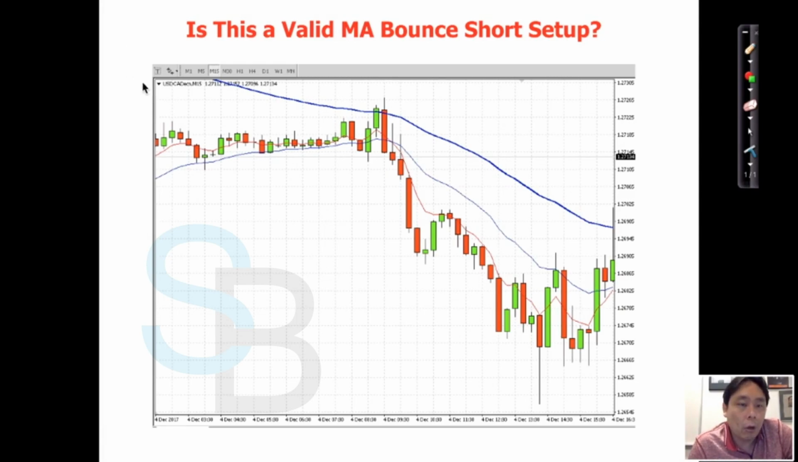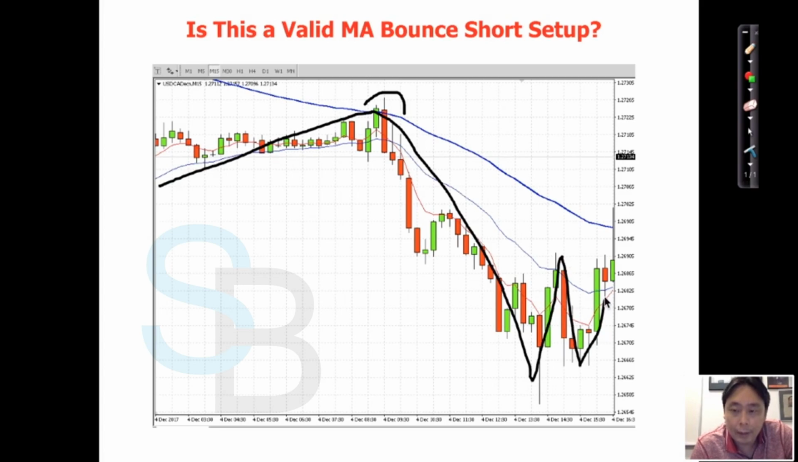Again, this is on dollar Canadian, and you can see that the price went up, tested the 50 moving average, came down, went up, came down, and now it is hitting the 50 moving average. So again, would you sell there? Is this a valid trade where you're going to place your sell limit order there? Take a minute and think about it and let me know your thoughts.